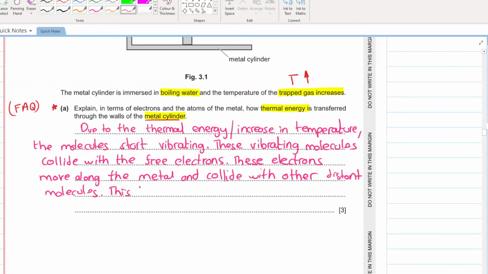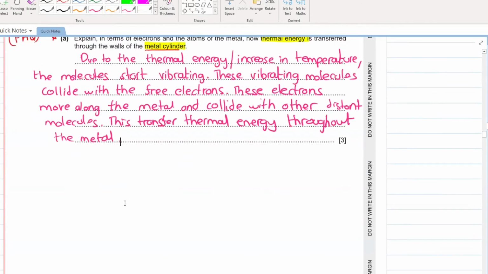This transfers thermal energy throughout the metal. If someone is still confused about what happens, let me draw a diagram as well.